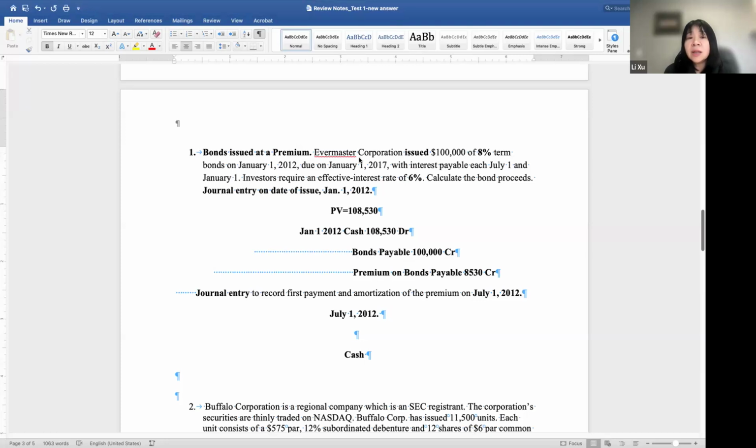You will not have the present value tables available, but you can print them out and bring them to class. Okay, any other questions?